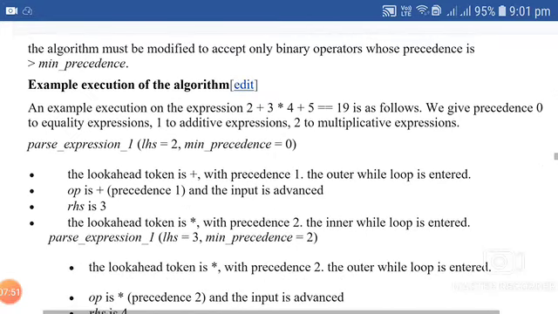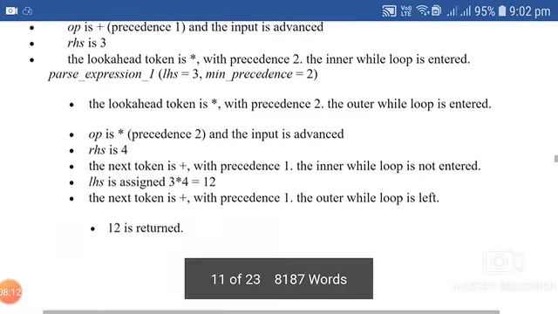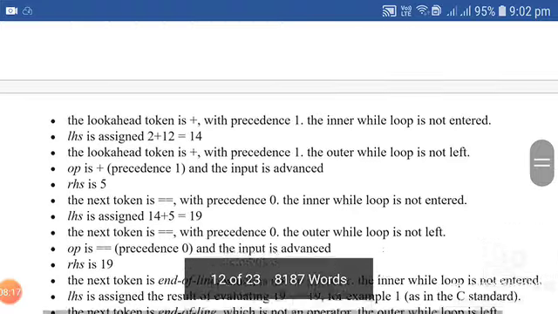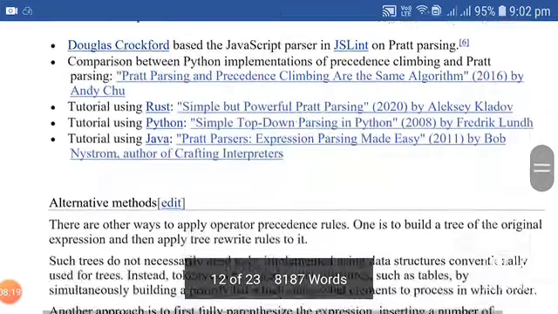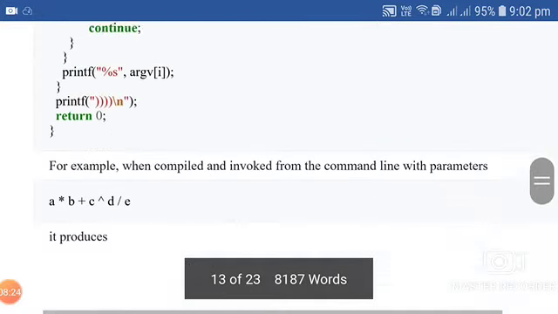Next is the example execution of the algorithm. An example execution on the expression 2 plus 3 star of 4 plus 5 equal to 19 is shown below. The lookahead token is plus with precedence 1. OP is plus and the input is advanced. RHS is 3. The lookahead token is star and finally 12 is returned. So by this we can proceed like this.